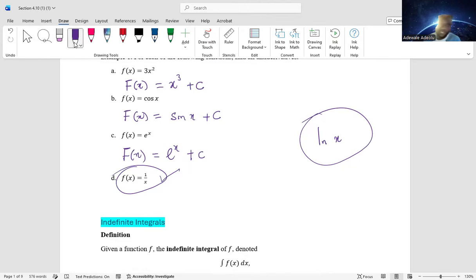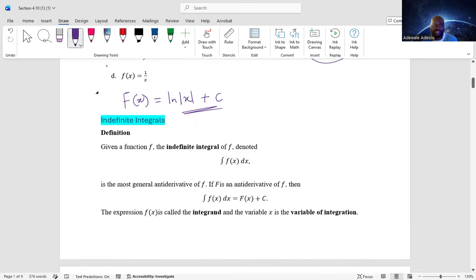However, we need to be careful with natural log because the domain of natural log, our input has to be positive. So in that case, I will introduce absolute value there. So in general, the antiderivative of 1 over x will be something like this, natural log of x in absolute value, then plus c. So that is just a quick example.